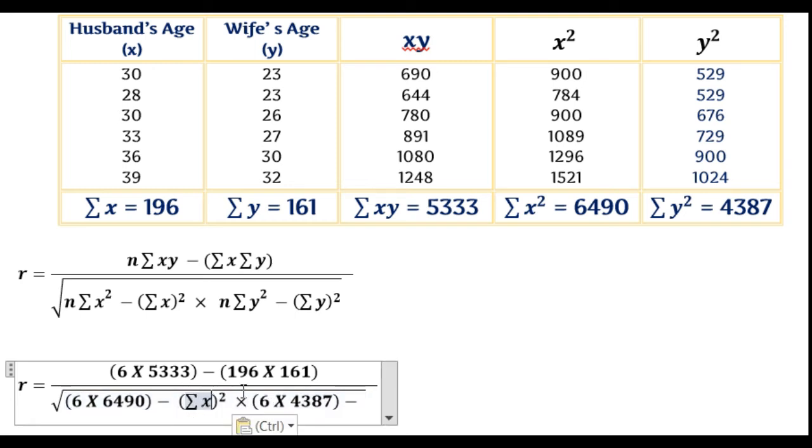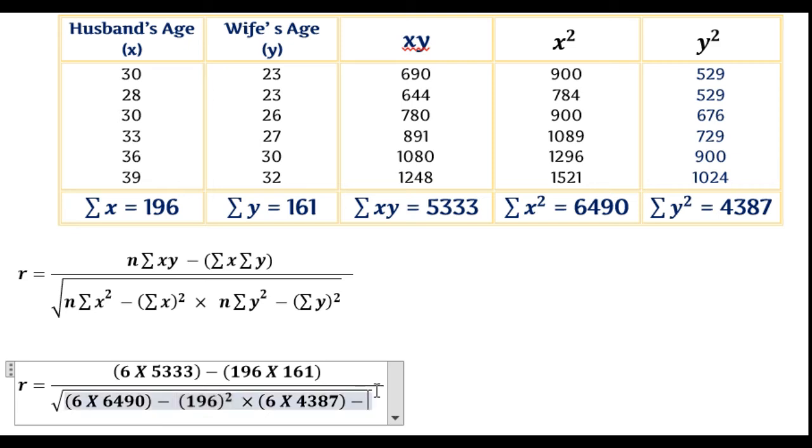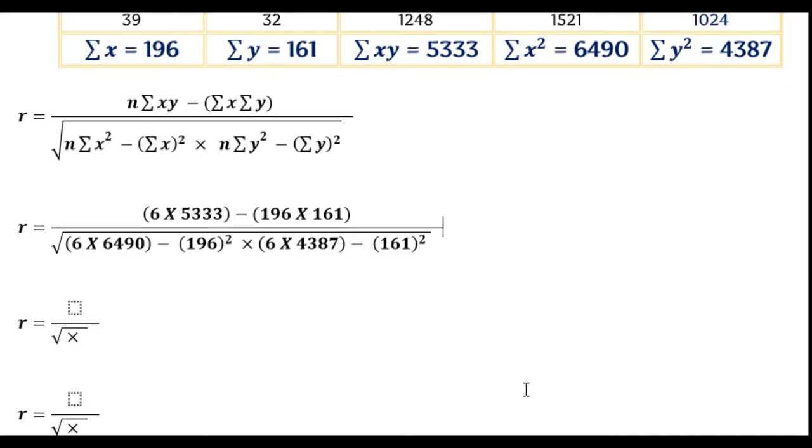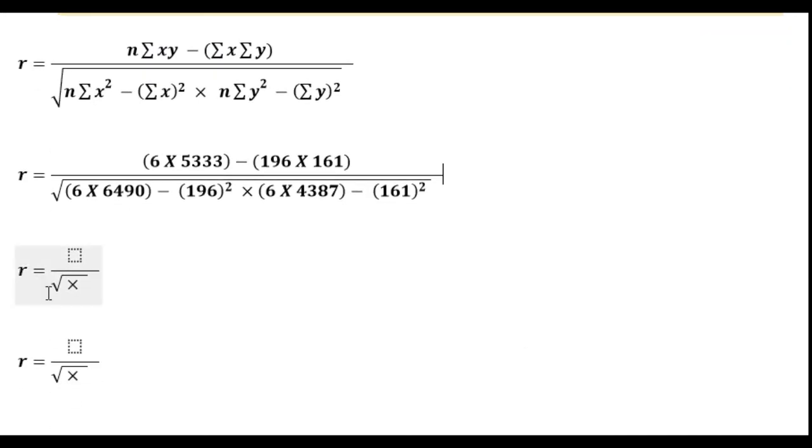Now I need sigma x whole square. I need to write sigma x there, which is 196. So 196 square. Then here 6 into, that is n into sigma y square, which is 4387, minus sigma y whole square. Sigma y is here. I need sigma y whole square. I'll put this here. Then I'll replace sigma x with sigma y, which is 161 whole square. So these are the values you need. Okay, once you write the values, now we'll do the calculation.